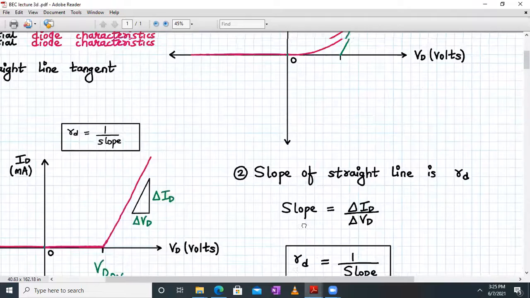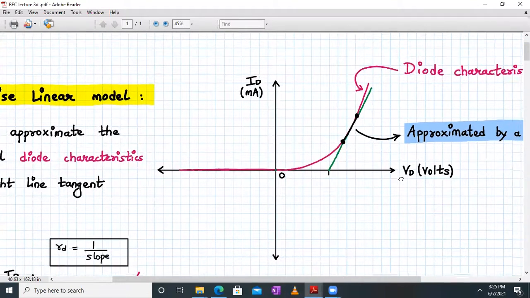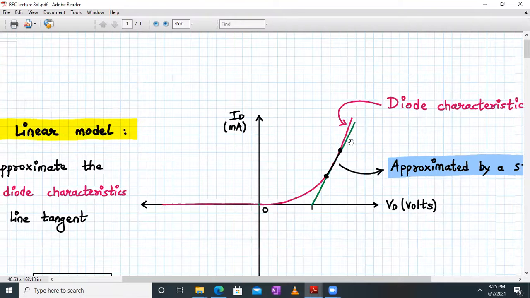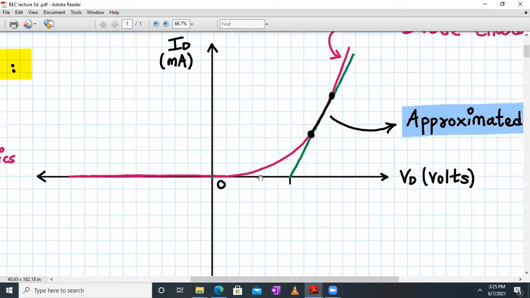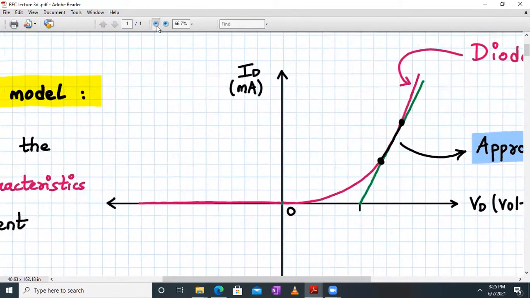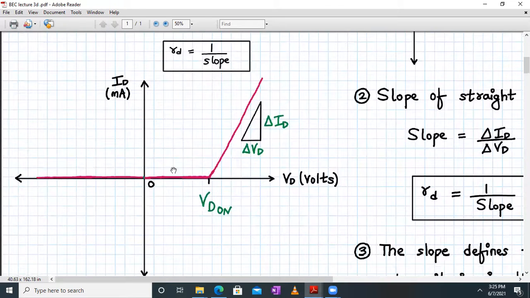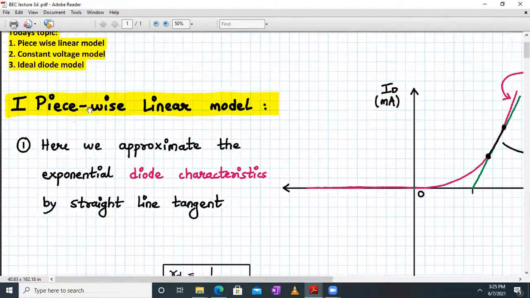Fine. So what have we done? We have approximated. This green color curve which you see over here is my approximated model. After the approximated graph, it looks something like this. So this resembles an exponential curve. It is not exactly exponential, but it's an approximate version, and that approximate version is called the piecewise linear model.